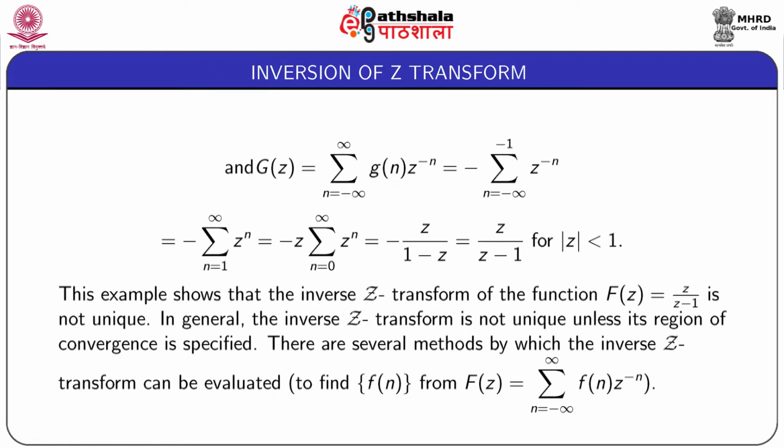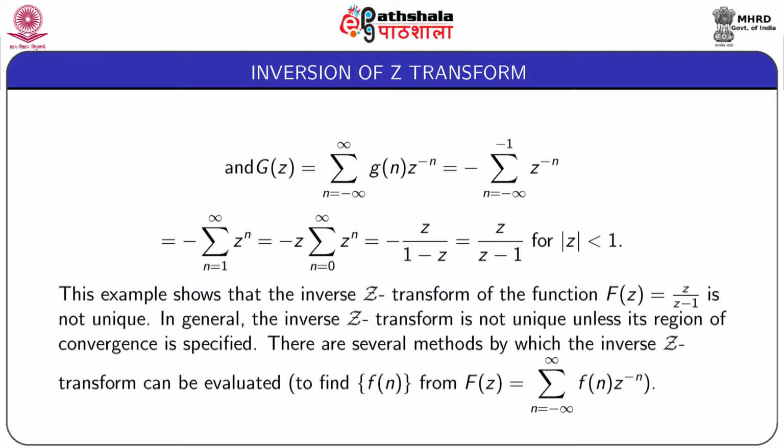Similarly, Gz, which is the Z transform of gn, is equal to summation n equal to minus infinity to plus infinity gn z to the power minus n, and with the definition of gn, this can be written as minus summation n equal to minus infinity to minus 1 z to the power minus n, which is equal to minus summation n equal to 1 to infinity z to the power n. That is, by some adjustment, equal to minus z summation n equal to 0 to infinity z to the power n, and this summation is equal to minus z by 1 minus z, that is z by z minus 1 for mod z less than 1.